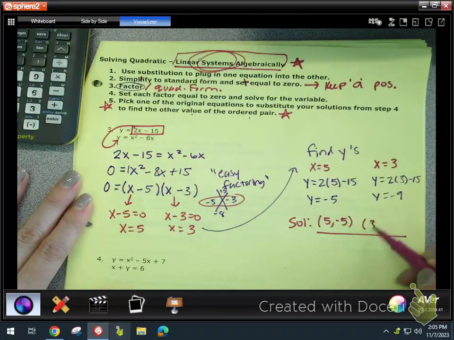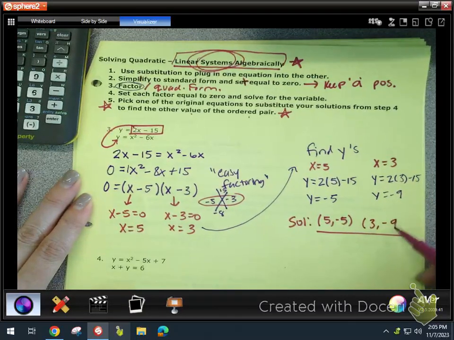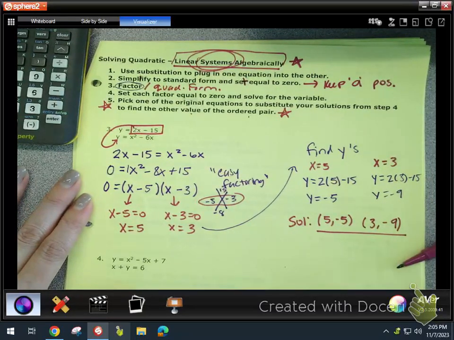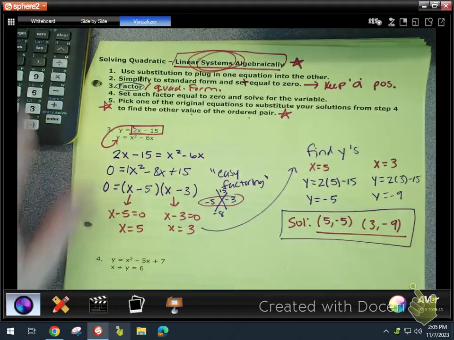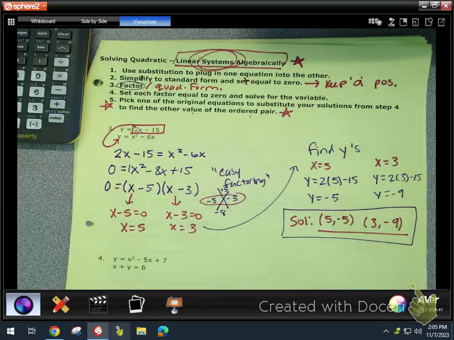Why are you saying what? I did something wrong. Did you plug in a positive 3? Yeah, but I used the other equation. That's fine. You should still get the same answer, but it's typically easier to plug into the linear equation, because if you plug it into the quadratic, you just have to square it and all that stuff too. Okay? That's not bad. So that is the process.